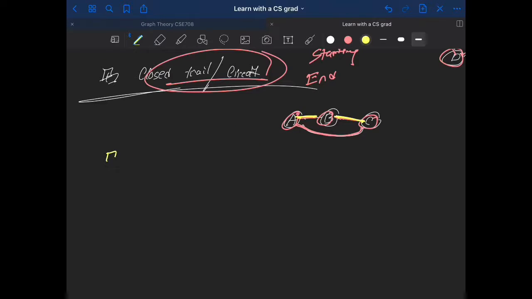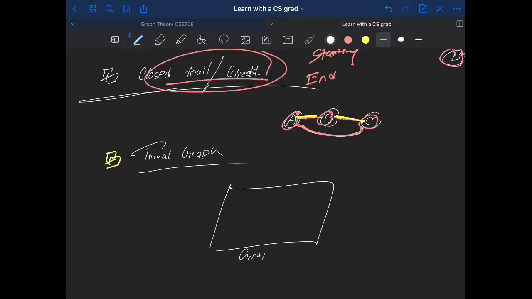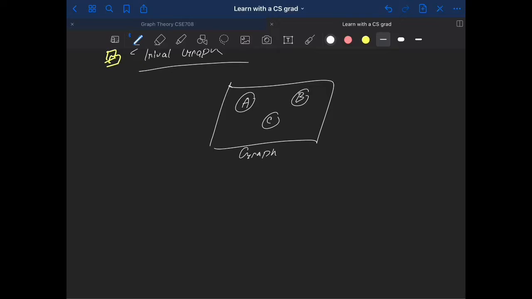Finally, we have another topic. These are easy because we already covered them but we didn't know the name. This is a trivial graph. Trivial graphs are graphs that do not have any edges, so we only have vertices. There are three components here, so we have three vertices that are not connected to one another. So this is a trivial graph.